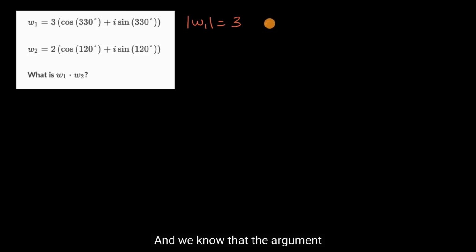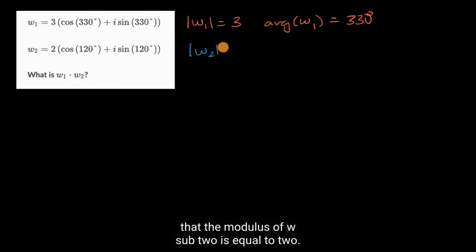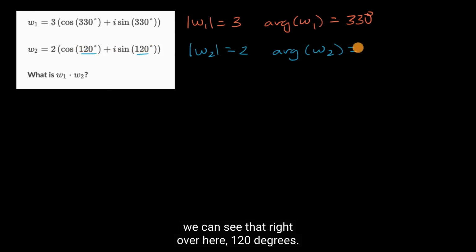So we know from the form that it's written here that the modulus of w sub 1 is equal to 3, and we know that the argument of w sub 1 is equal to 330 degrees. And by the same line of reasoning, we know that the modulus of w sub 2 is equal to 2, and that the argument of w sub 2 is equal to, we can see that right over here, 120 degrees.